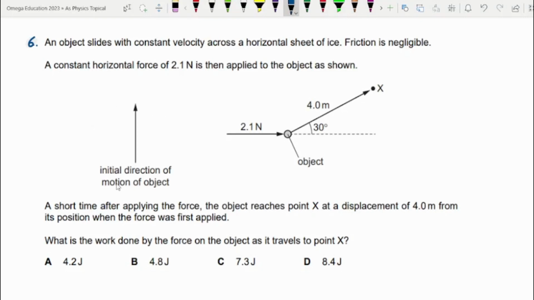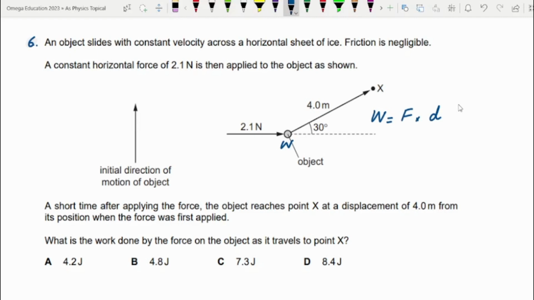Alright, so let's move on to the next one. What is the work done by the force on the object as it travels to the point X? So this is your starting point, we can call it W, and the ending point is X. What is the force being exerted at the point W? At the start point it is 2.1 Newton, and we need to find the work done as it moves from W to X. So work done equals the product of force and the distance covered in the line of force. The force is 2.1 Newton, and the distance is 4.0 meters.